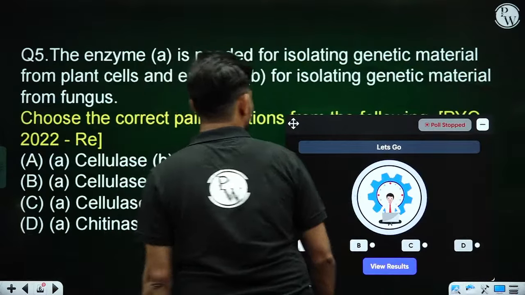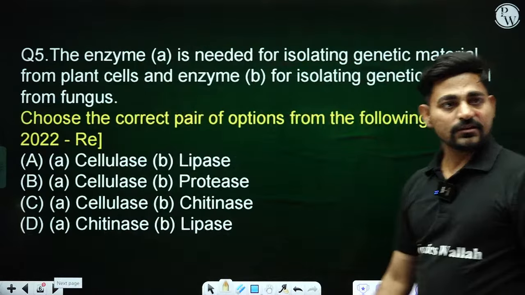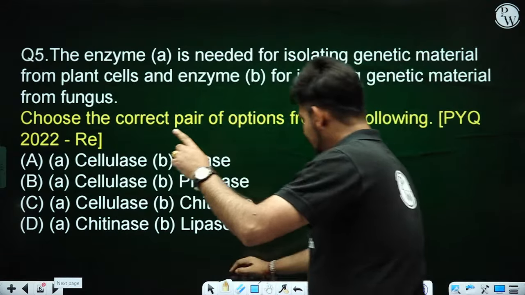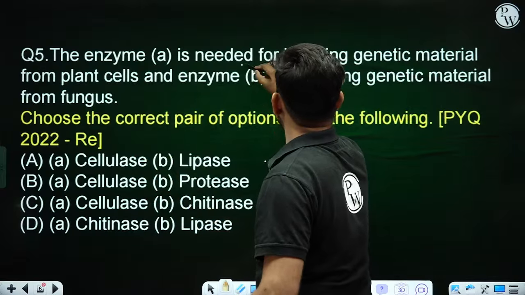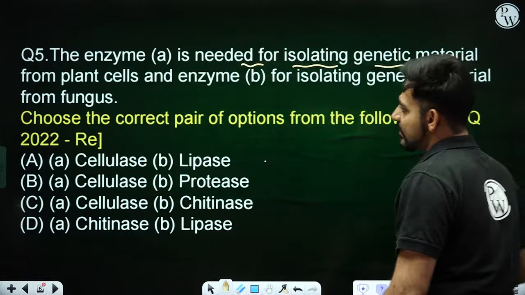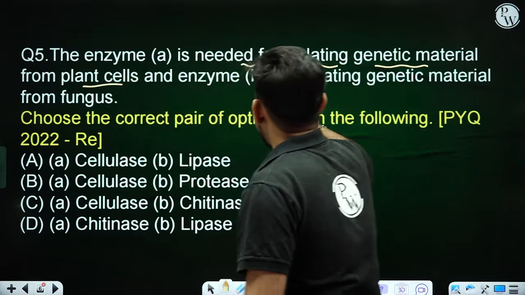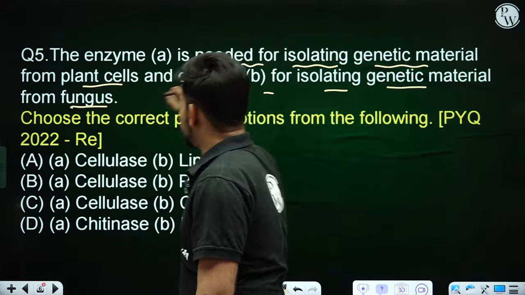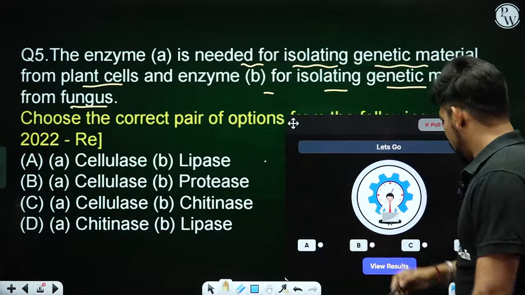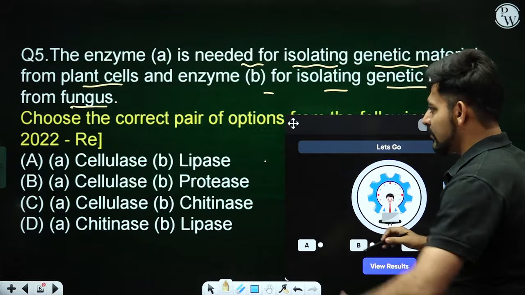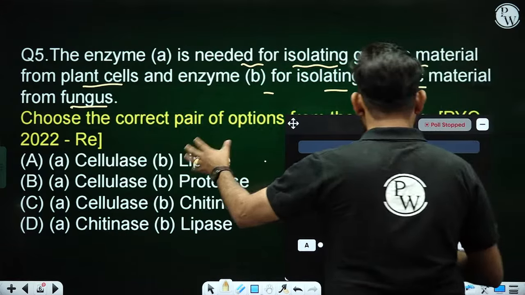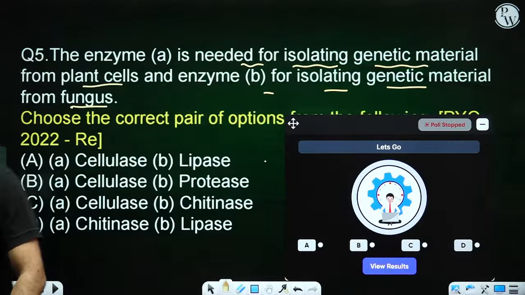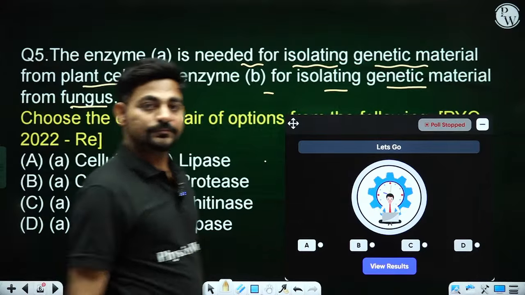Let's move forward to the next question. The question is saying enzyme A is needed for isolating genetic material from plant cell, and enzyme B is for isolating genetic material from fungus. Another easy one from the chapter Biotechnology Principles and Processes. So you can write your answer into the comment box.